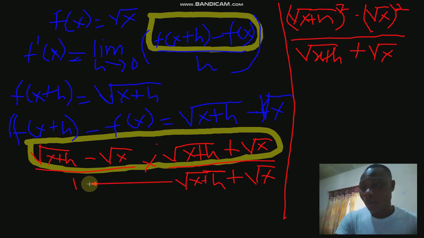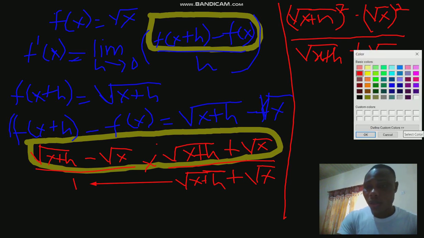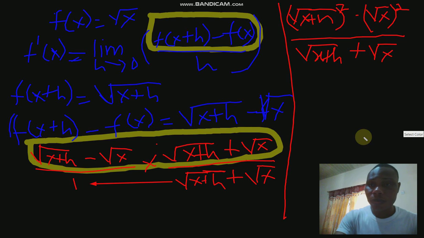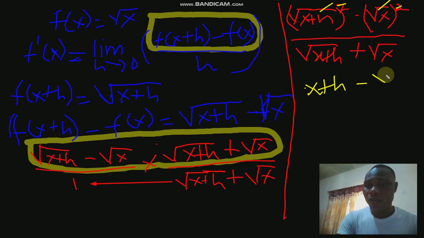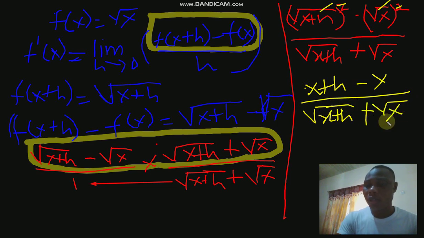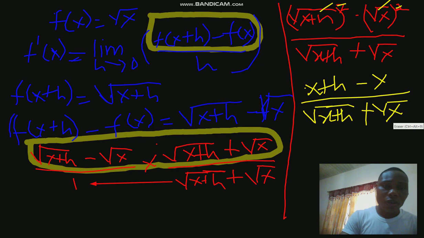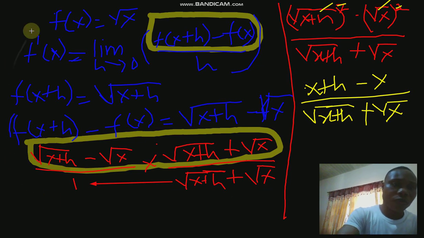When I simplify further, the square will cancel the root. So the numerator will be left with just x plus h minus x, all over root of x plus h plus root of x. Alright, so I'll take off this side.